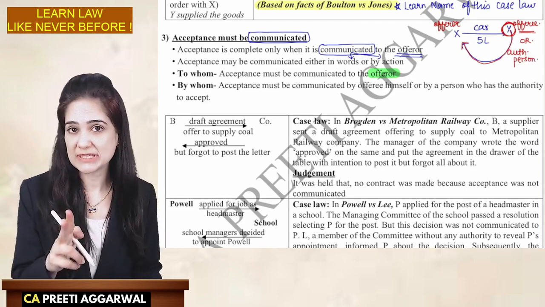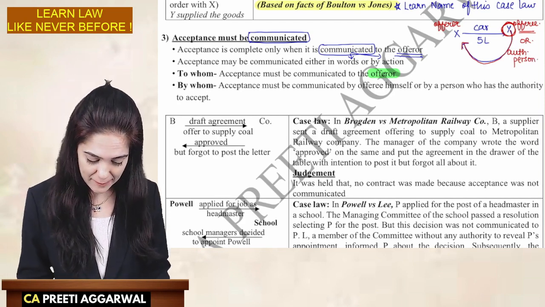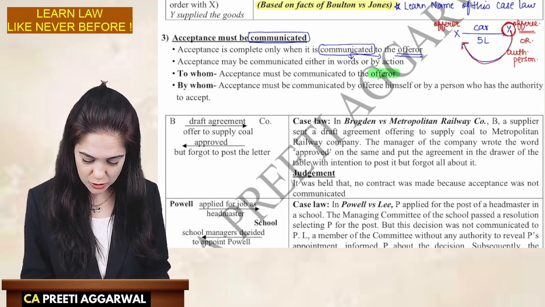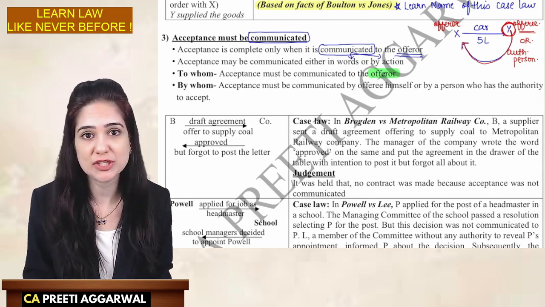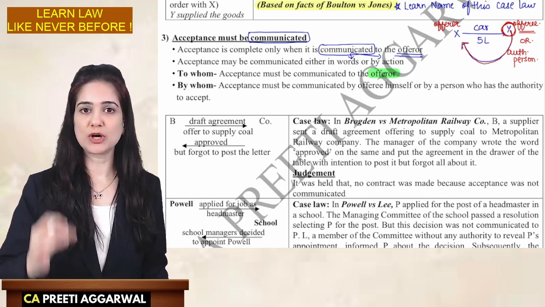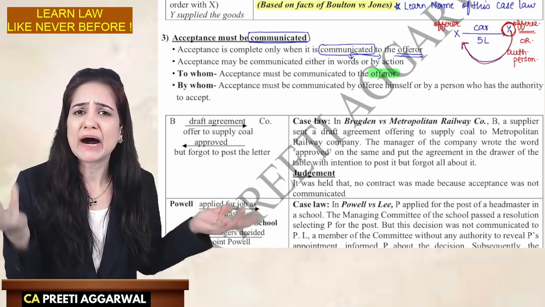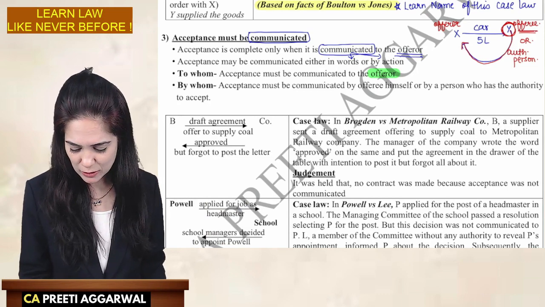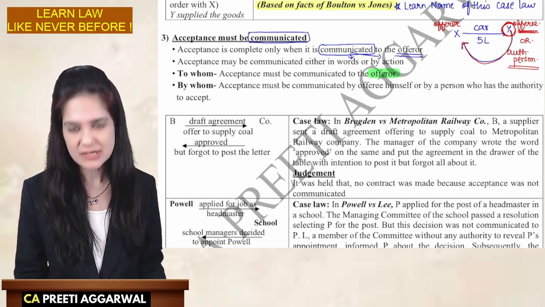So there is a difference. Please pay attention. Acceptance must be communicated to the offerer and not his agent. Are you getting me? So the communication must be to the offerer. But by whom? Either by the offeree or authorized person.